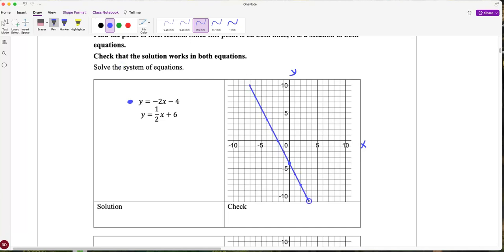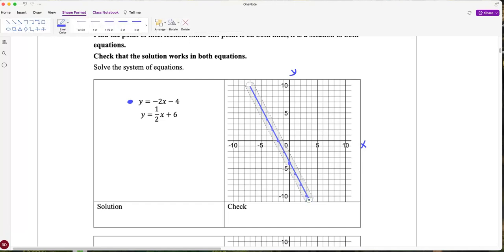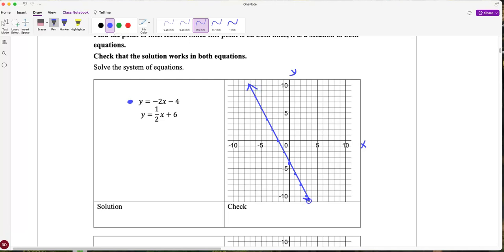Like so. And this line has arrows on both ends. Okay. And it's always good if you label the line, this is y equals negative 2x minus 4. When you've got multiple lines on a graph, it's always helpful to know which one is which. Now let's graph the next one.